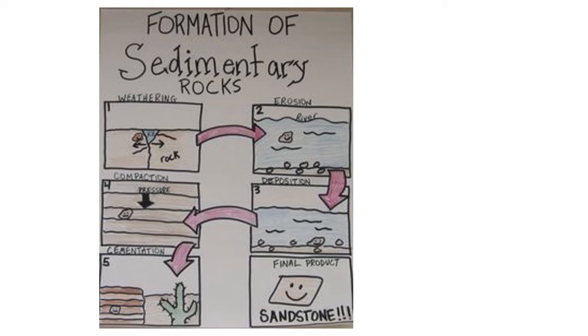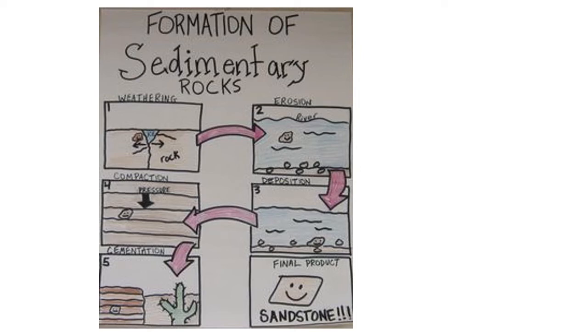Then the next process, that is figure number 4, is that of compaction. So in this process, the sediments, because they have piled up one above the other, are gradually squeezed by the weight of the overlying layers and the hardness of the underlying layers. So the loose sediments start getting compacted.